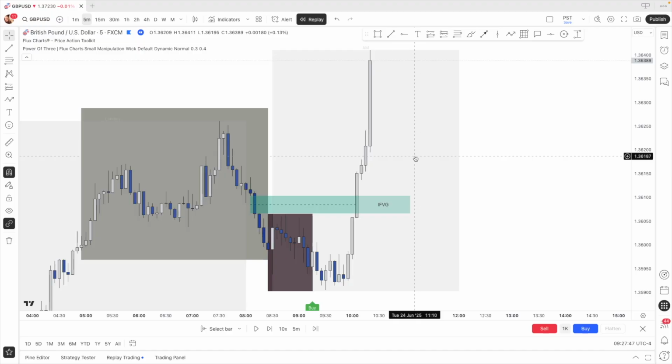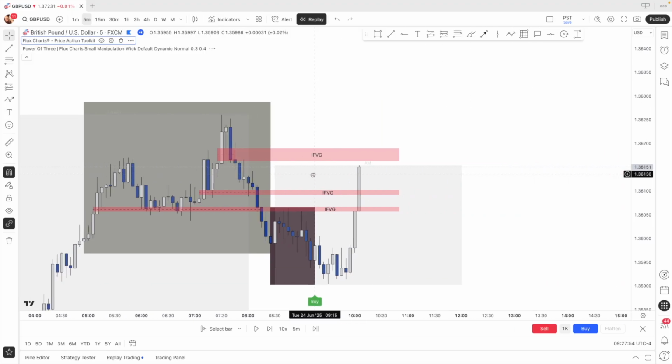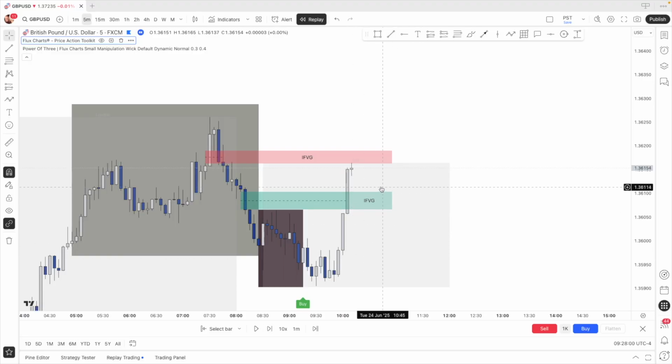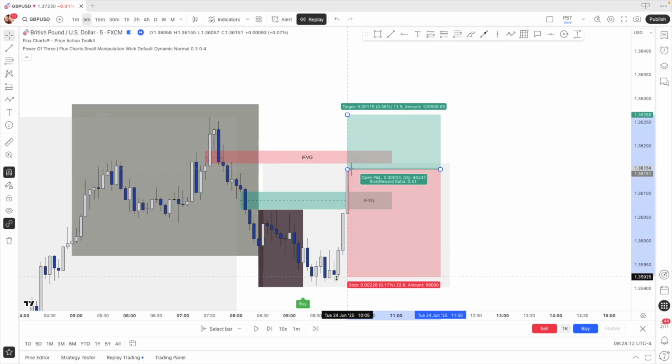There's our inverse fair value gap. Sorry, I accidentally fast forwarded too quick. Let's just change this to 1 minute. So there we go. Our inverse fair value gap has formed, and that's where you're going to place your trade right over there. And you're going to put your stop below, either below the first candle's low of the body, or you can put it at the bottom of this.